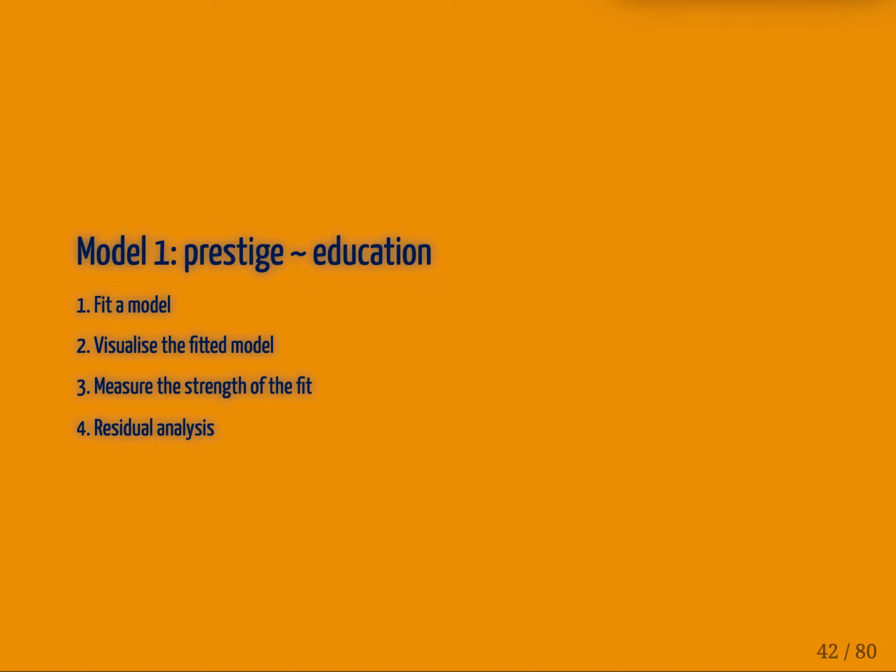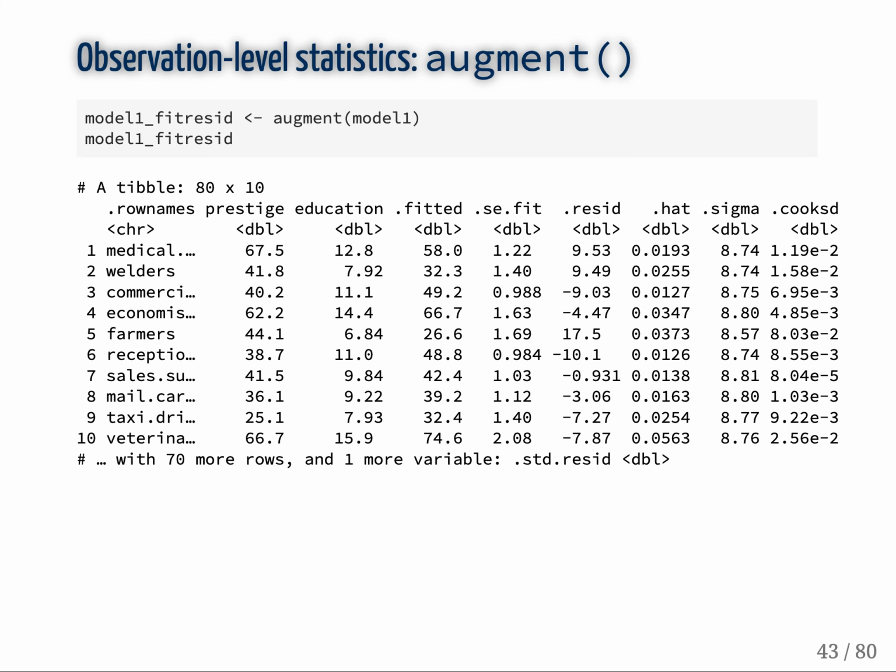Residuals are observation level statistics, because for each and every observation there's an associated value. We can use the augment function to extract observation level statistics of the model. Observation level statistics are the information about individual observations. The augment function outputs observation level statistics into a tidy data frame. Now each row is an observation from the original data. Note that new column names start with a dot.